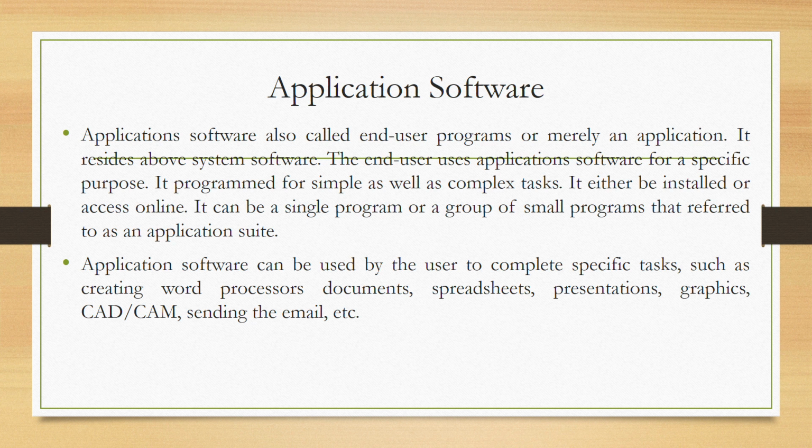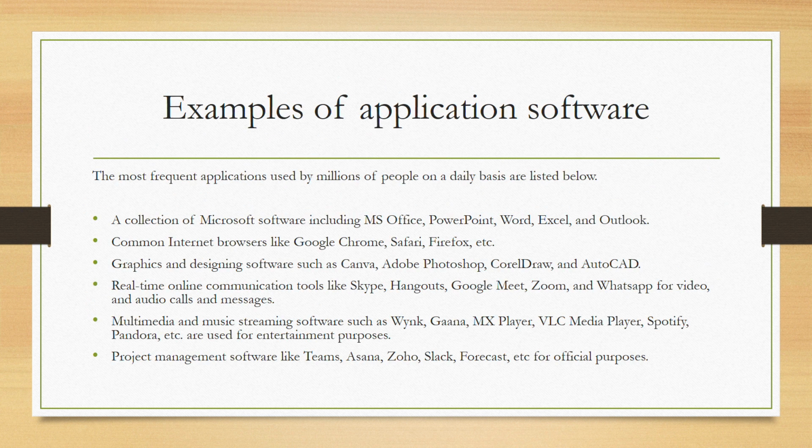The end-user application software is made for a specific purpose, though there are some that do a non-specific job. They are programmed as simple or complex according to what you want to use them for. They can either be installed or accessed online, like we said. These are simple and can be installed at any point. Application software can be used by the user to complete specific tasks such as creating Word documents and spreadsheets, e.g. Microsoft Office.